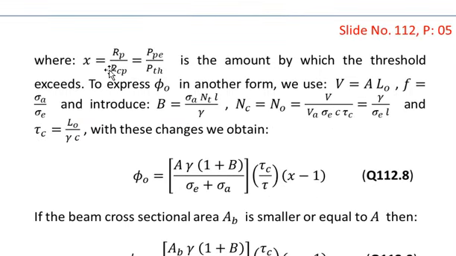Here we have used X is equal to RP over RCP, which is also equal to P pump over P threshold. So X is actually the amount by which the pump exceeds the threshold.